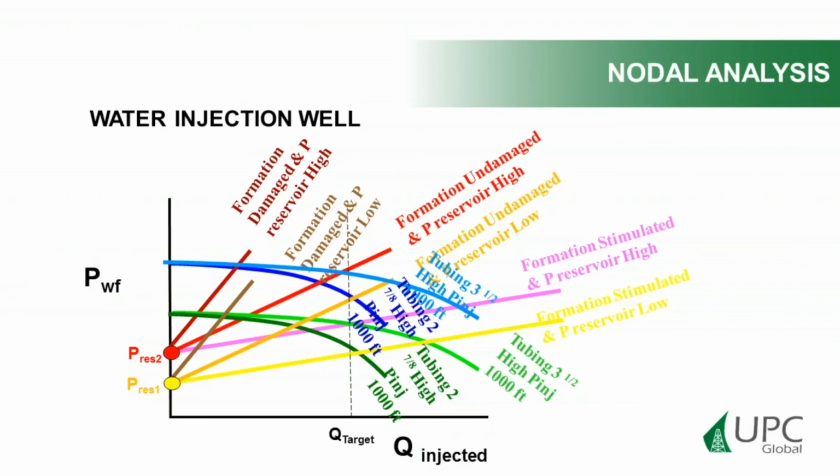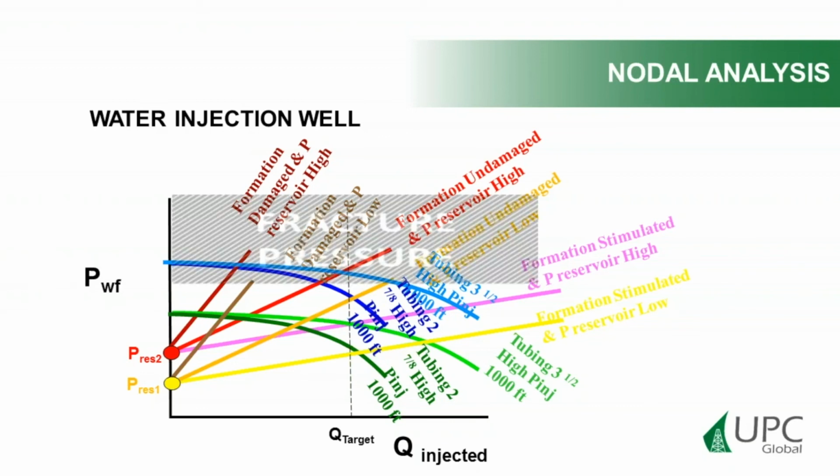There is an additional constraint: we have to take into account the fracture pressure. If the intersection point is above the fracture pressure, as in this case, we cannot use it, because this scenario is going to create a fracture. It's not possible. But these intersection points, 1, 2, 3, 4, are feasible. And then we need to know what the reservoir pressures are and whether our formation is damaged or not damaged.